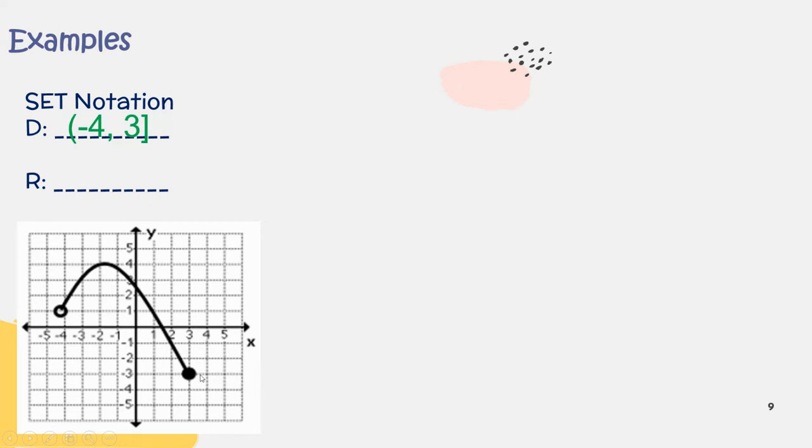Our range, let's go to the very bottom. Where does it start? Down here where y equals -3. Is that included? Yes, because our closed circle tells us it's included. All the way to the top of our graph, which is this point right here, and that is y equals 4. Is that included? Because it is on our line, it is. So again, that's brackets. Let me know if you guys have any questions.